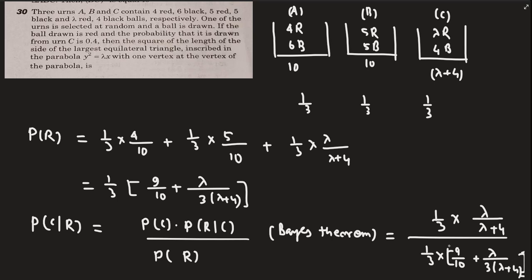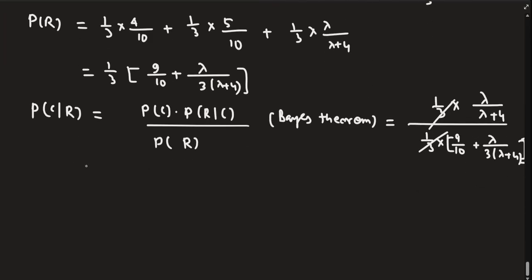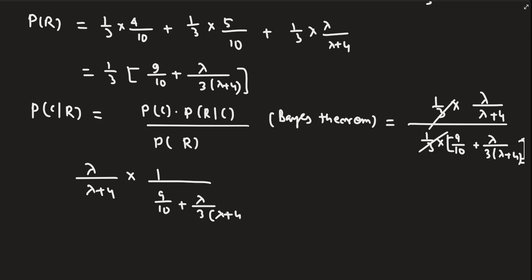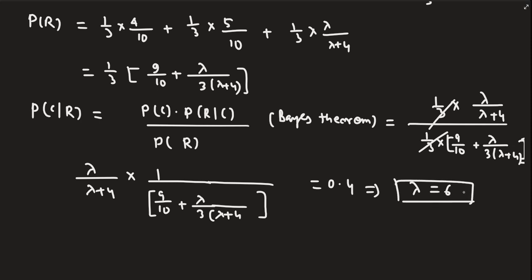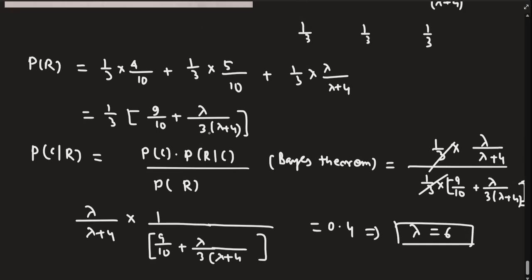Now this 1 by 3 cancels out. According to the question, this value is given as 0.4: lambda by lambda plus 4 into 1 by 9 by 10 plus lambda by 3 into lambda plus 4. When you simplify this, you are getting 0.4. After simplifying, you will get lambda equal to 6. But the question has not ended here.